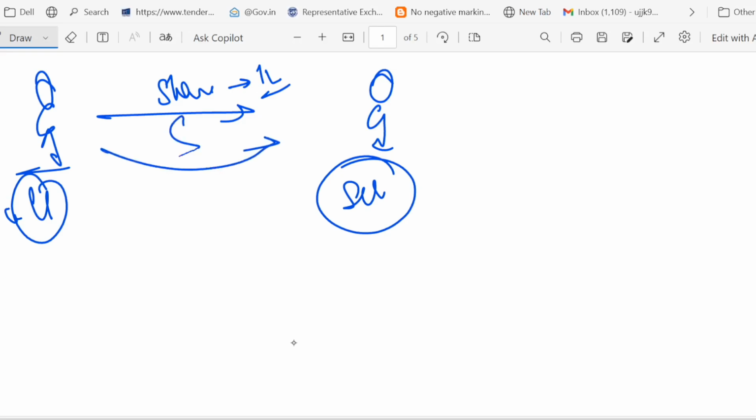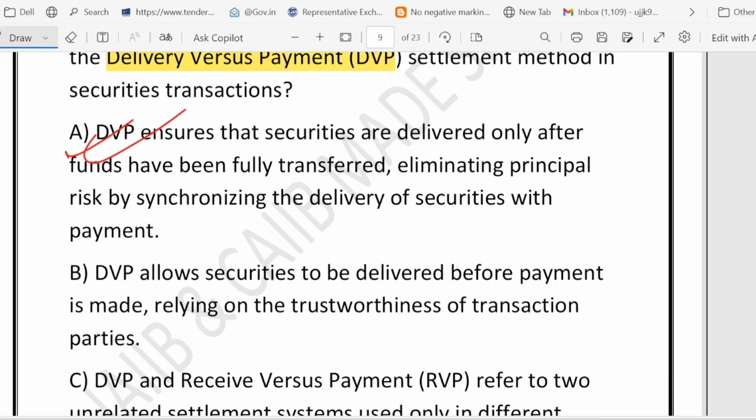You make the payment and you receive the share, right? So this way no one gets cheated. That is why we call DVP removing the principal risk. Here you will see the words they have written, eliminating the principal risk. What does it mean? It means no one loses out if the other party defaults, right? DVP ensures that it eliminates the principal risk. Suppose any party defaults, no one loses out, right? That's the peculiarity of this DVP. Yes, this is the correct one.